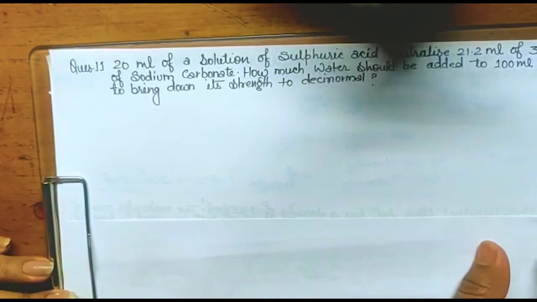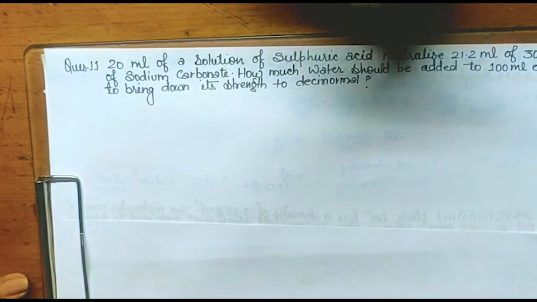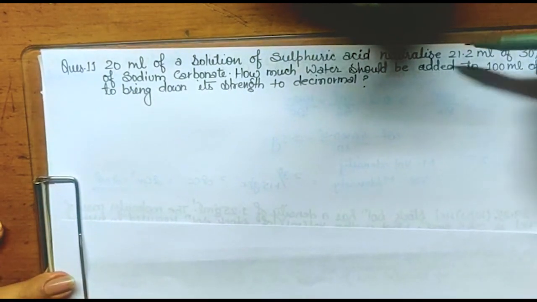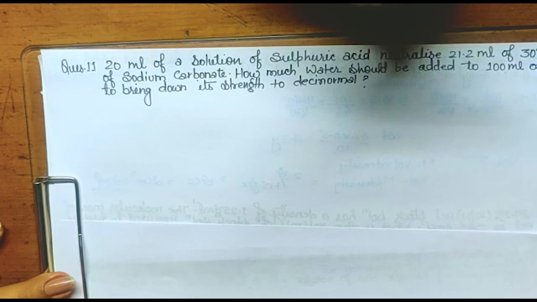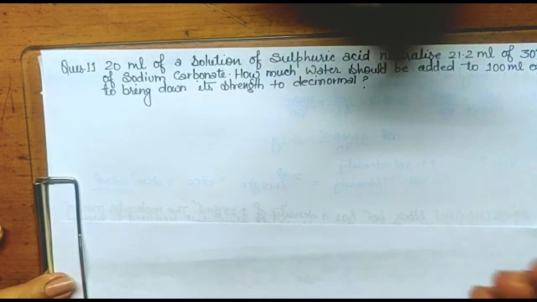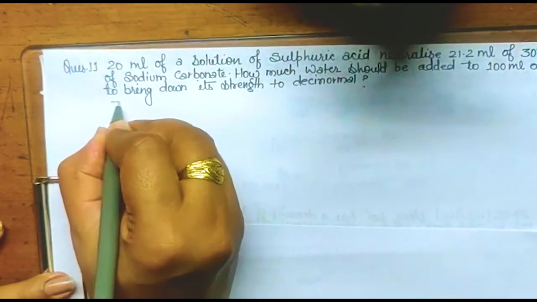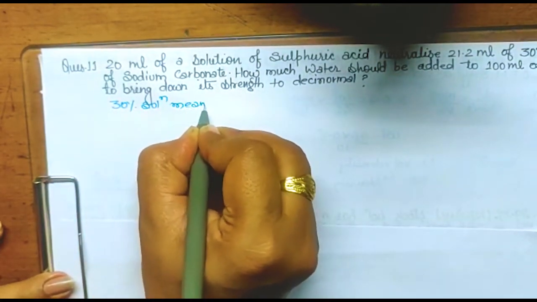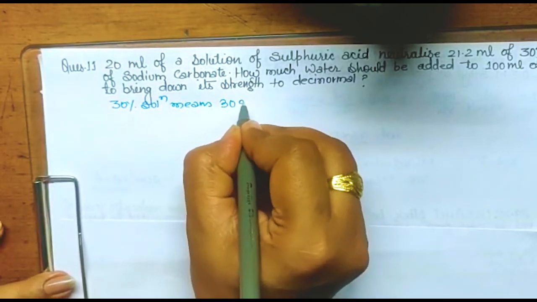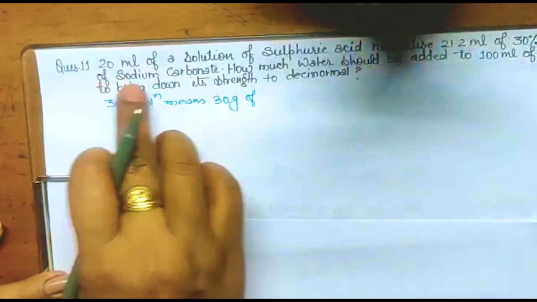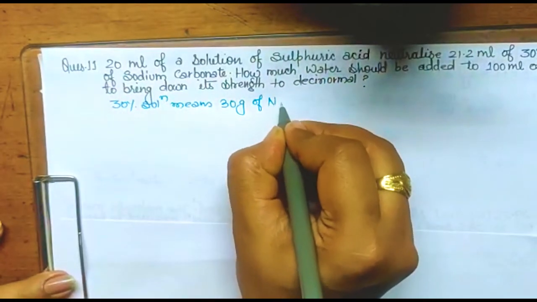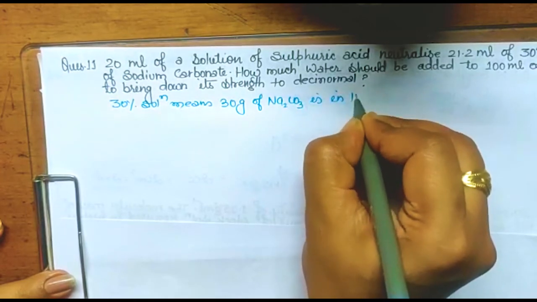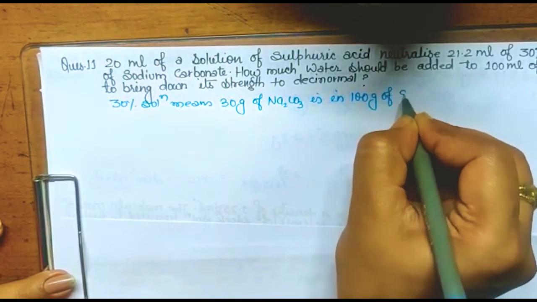Okay, so question number 11. It says that 20 ml of a solution of sulfuric acid neutralizes 21.2 ml of 30% solution. You should know that 30% solution means 30 gram of sodium carbonate solution. So 30 gram of Na2CO3 is in 100 gram of solution.